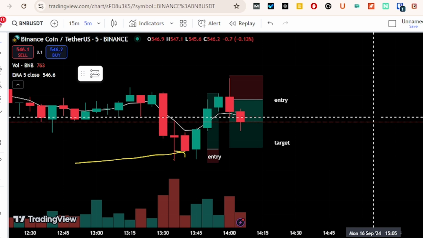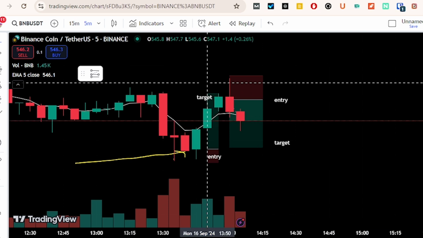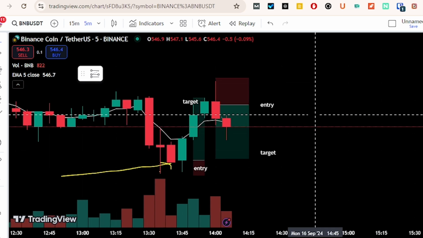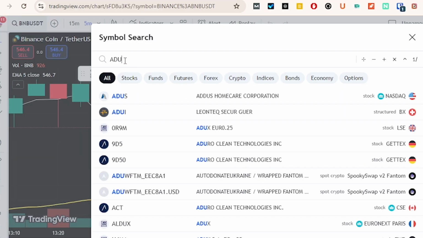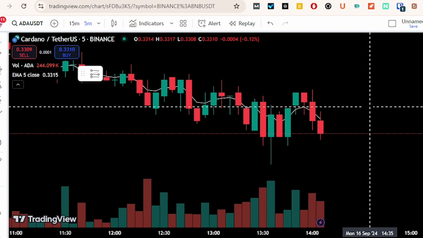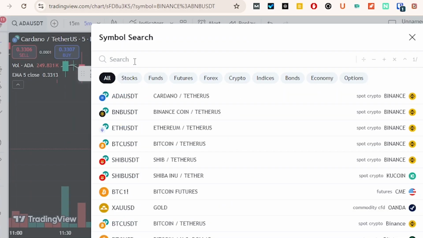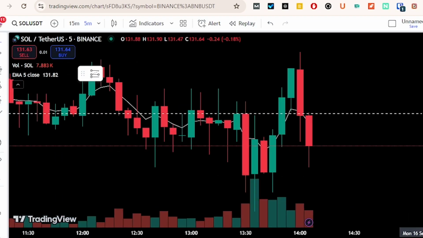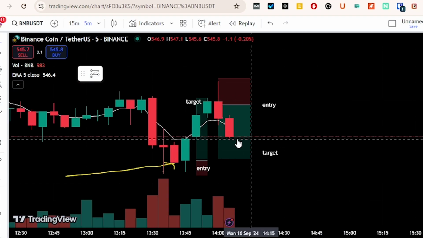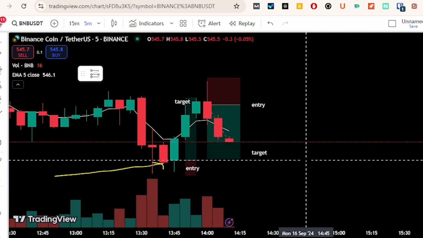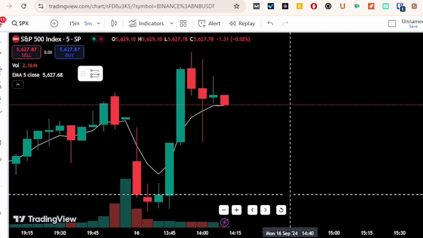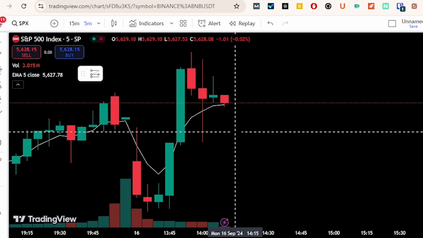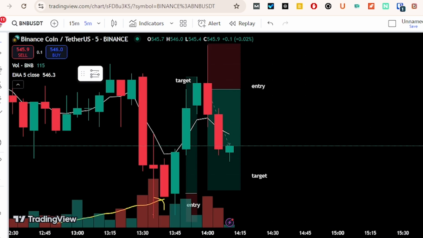Trading is a technique that you have to practice regularly, otherwise in the trading market or share market, anything can happen. Okay, but if you follow the rules, then you can gain more profit from it. So see, we entered from here and we started, and your target was that. Hope it works. Our previous target was that, and we gained that.